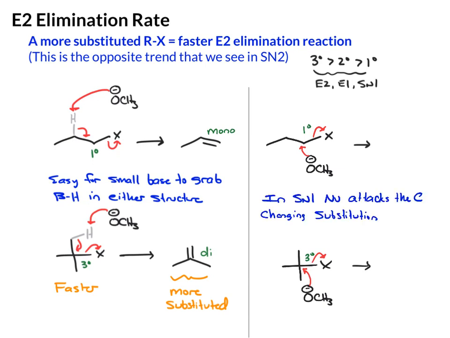So for that reason, when we have a more substituted carbon, that's going to be much slower, or in this case really doesn't happen. Less substituted carbon is going to be much faster.